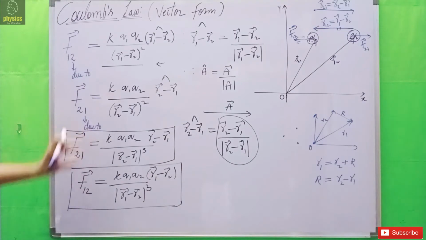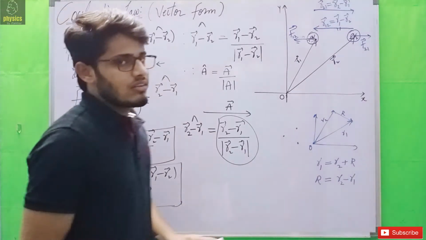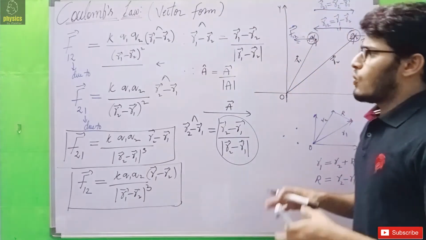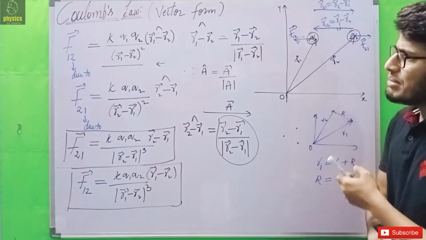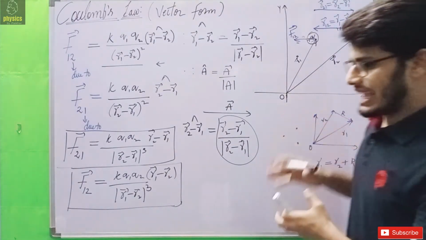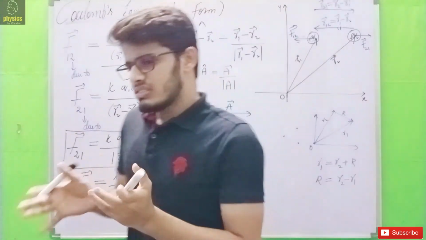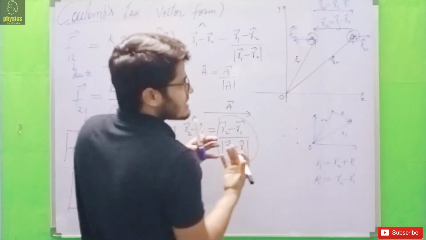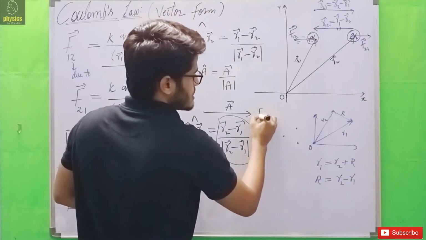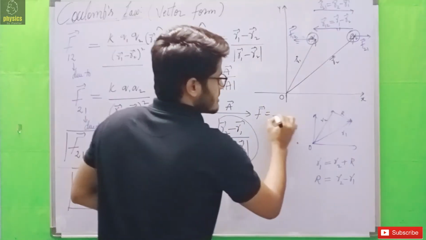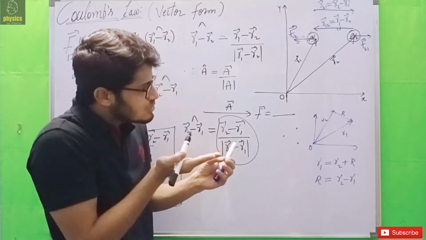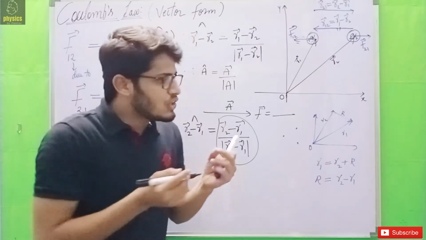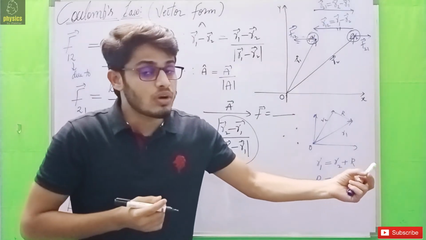So this is called the vector form of Coulomb's law. While solving the problems, we won't be using this much complicated expression. We'll be using something simple: if the force is along x direction, we'll write the expression for force, whatever is the magnitude. And if the direction of force is along x direction, we'll write a unit vector along the x direction. What is it?